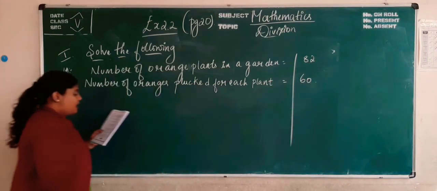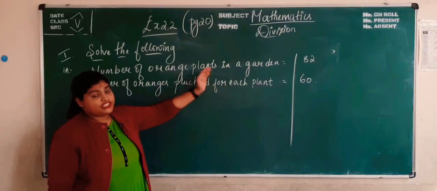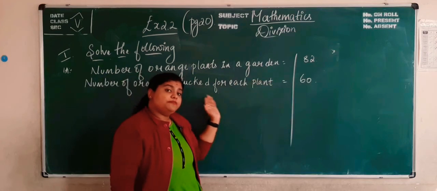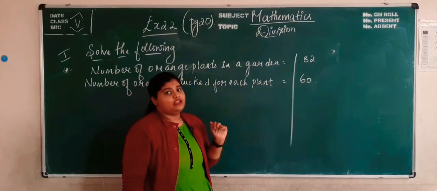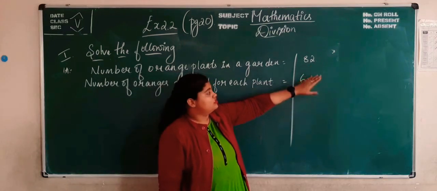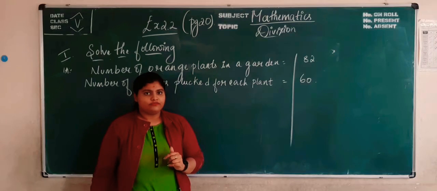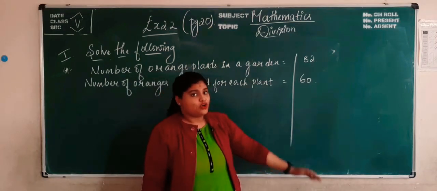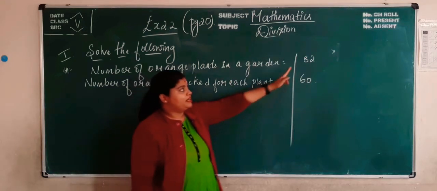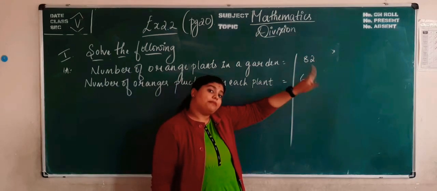Next. Okay. First what we should do, we should find out how many oranges he plucked in total. So we know that we have 82 plants in which he is plucking 60 oranges from each plant. So how will you find out how many oranges he got from plucking those 60 oranges from each plant, that is from 82 plants? How will you find out? Right, you will multiply because from each plant he is plucking 60, 60, 60. So we will multiply the number of orange plants into the number of oranges plucked from each plant.